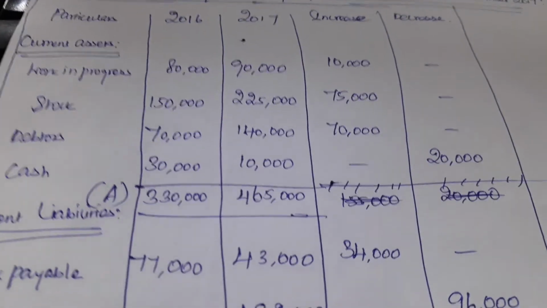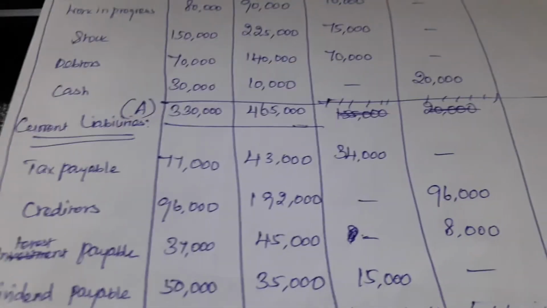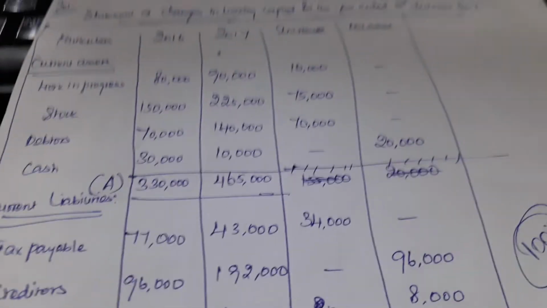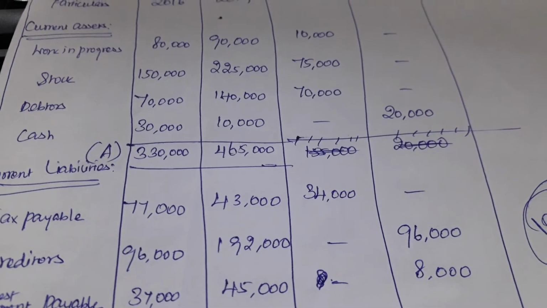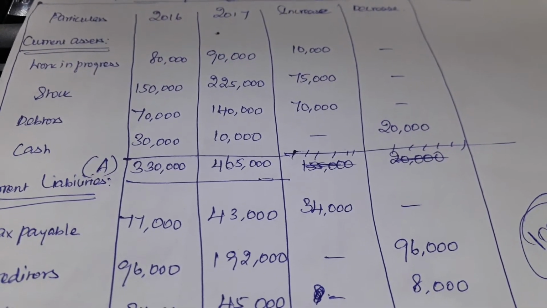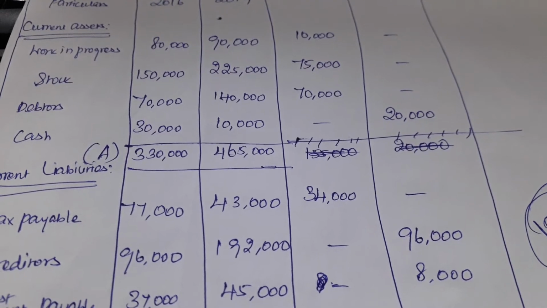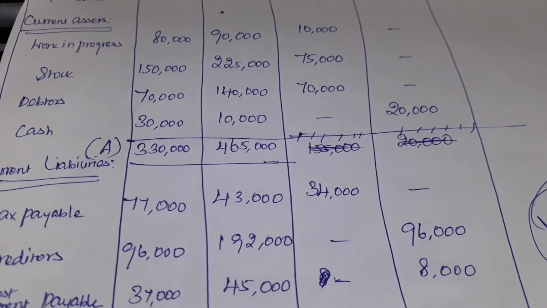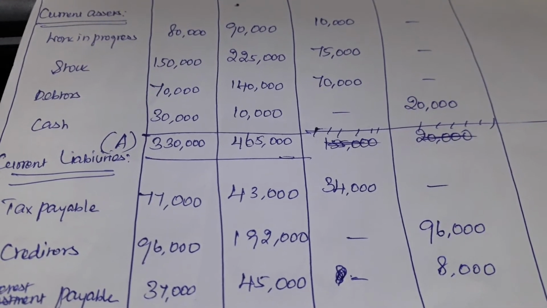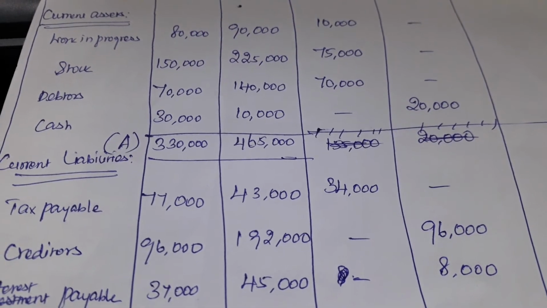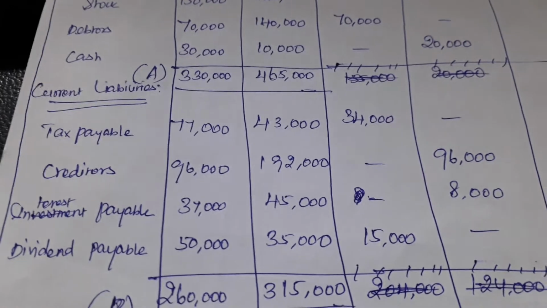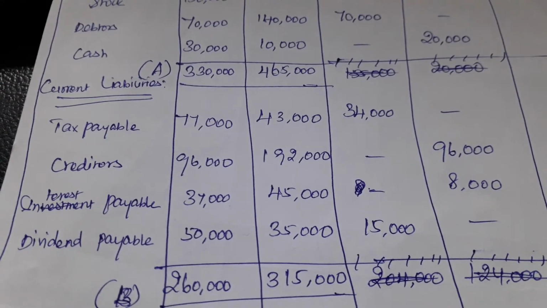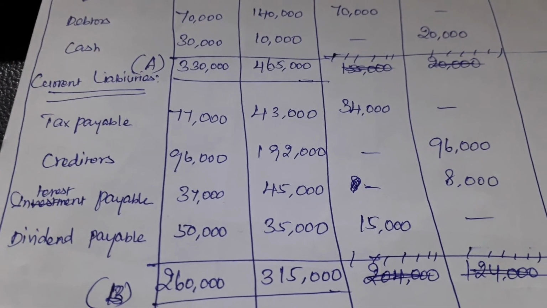Now we need to total them. Current assets for 2016 is 3,30,000 and for 2017 is 4,65,000. The total is mentioned as A. Current liabilities we have copied from the balance sheet of the problem.